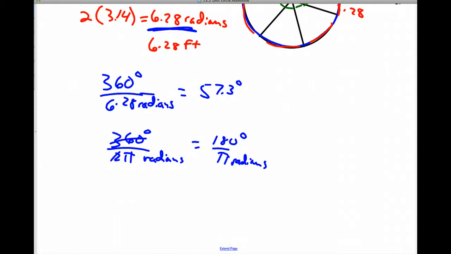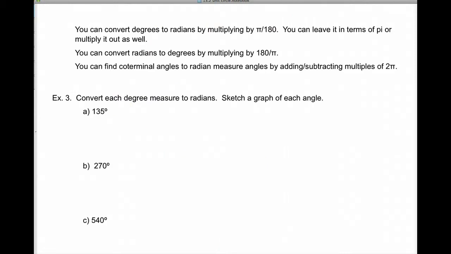It's like conversion ratios you've had in the past, you know, 5,280 feet in a mile, 12 inches in a foot, those types of things. This is just a true fact. There's 180 degrees in pi radians, and vice versa. Okay, so on this side, we're going to convert degrees to radians. To do that, all you need to do is multiply by pi over 180. We'll leave it in terms of pi, so we won't actually multiply by 3.14. Then we're going to go radians to degrees, and that's just multiplying by the reciprocal conversion rate.